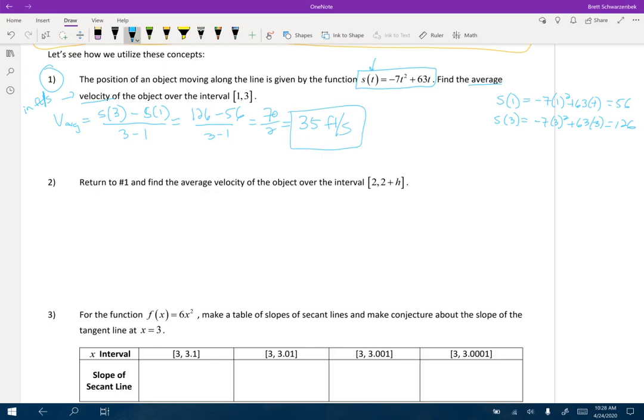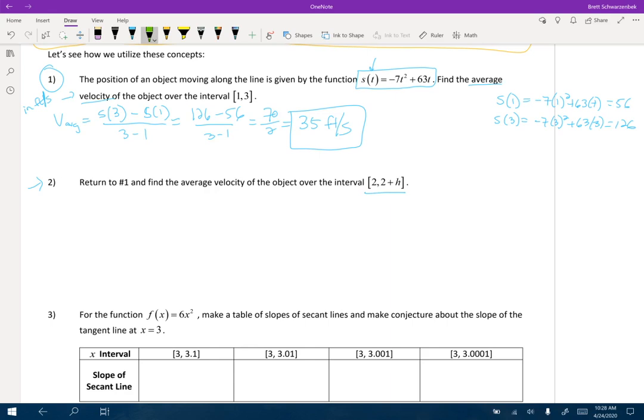You should be able to handle that in a calculus class. You should be eating that type of thing for lunch. These are the easier problems that you'll get. So what about 2? It says return to number 1 and find the average velocity of the object over 2 to 2 plus h. Okay, so this is where the warning signals start coming. So now we're into algebra insanity.